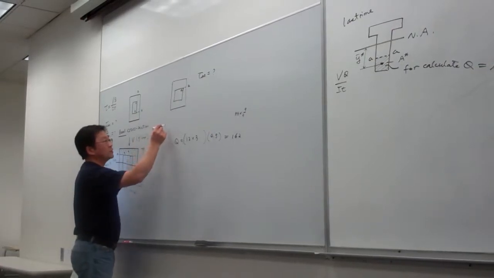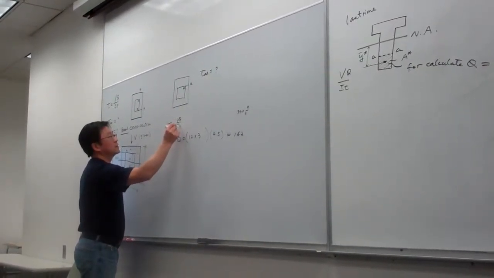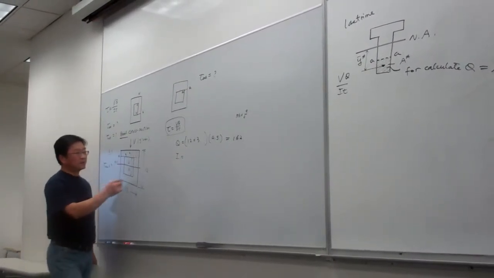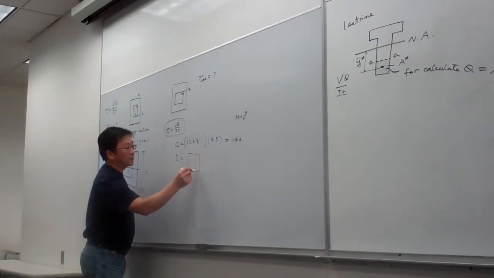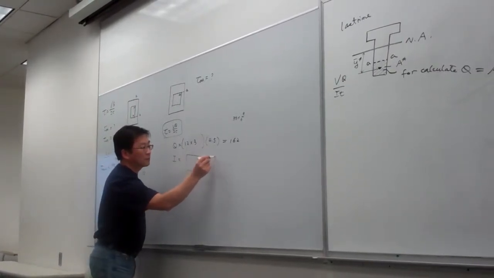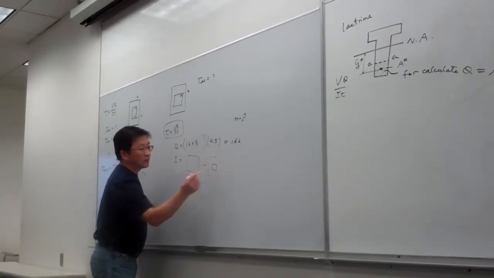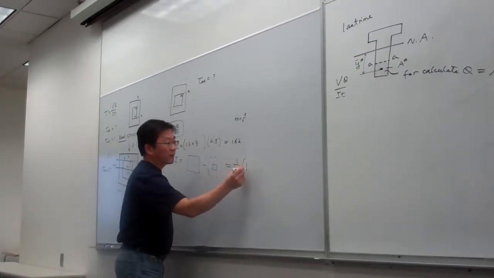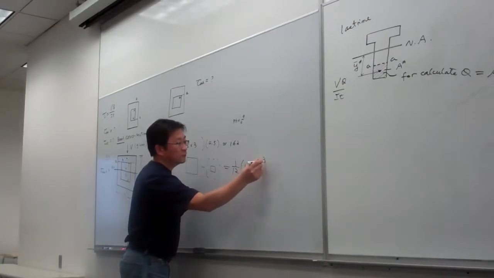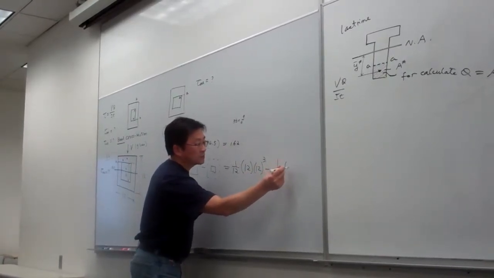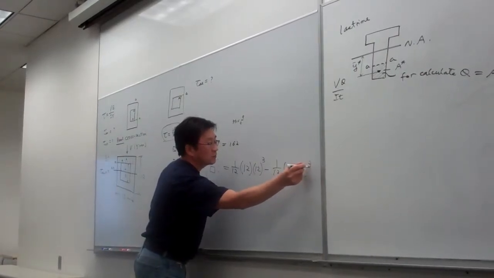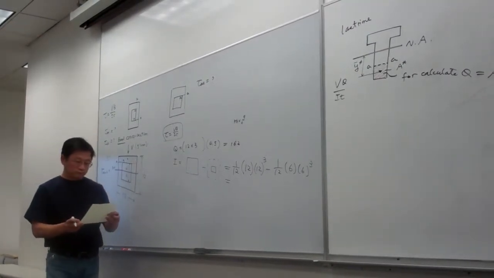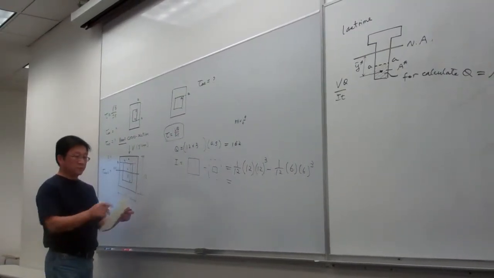Okay, and for our equation, tau equals VQ over IT. For this one, we can calculate I: the first I will be the bigger one minus the middle one. So for this case, I will be equal to 1/12 times 12 times 12 cubed, minus the smaller one, 6 times 6 cubed. Okay, I don't have a calculator, so leave it.